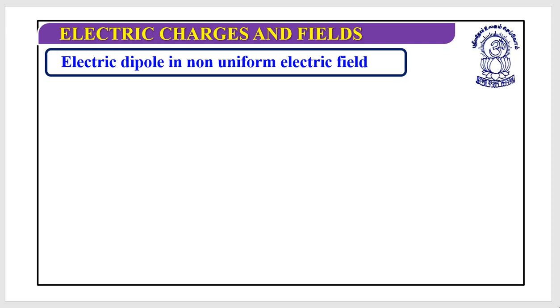Electric dipole in a non-uniform electric field. Now, do you remember what a non-uniform electric field is? Yes, we just said that when magnitude or direction or maybe both are changing, then the electric field is said to be a non-uniform electric field. First, let us understand what the sources of non-uniform electric field are.